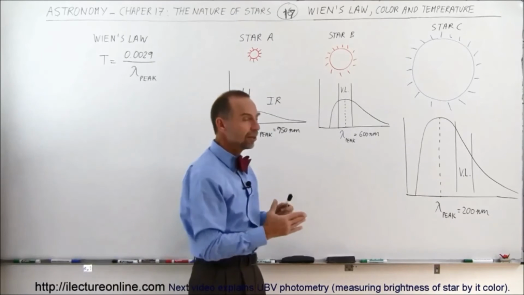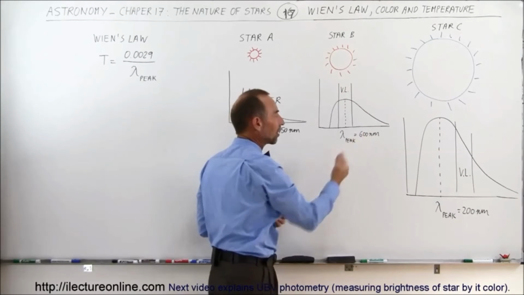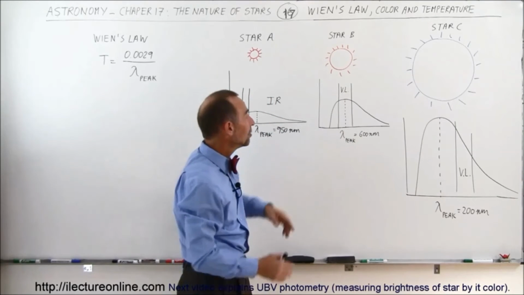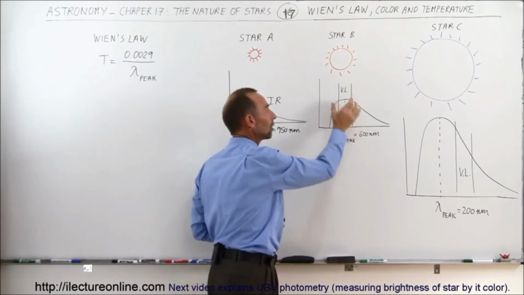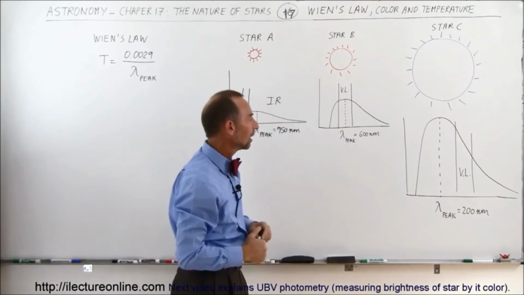For a star like the sun, the peak wavelength falls in the visible light range, and in this case, for example, let's say 600 nanometers, which is very close to what the sun puts out. And you can see that there's some UV radiated and some infrared, but at the center where the greatest amount of radiation falls is in the visible light range.